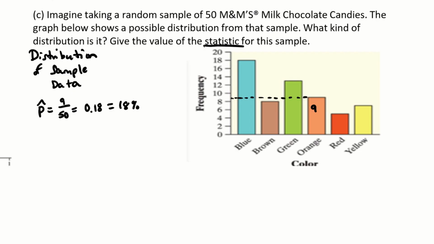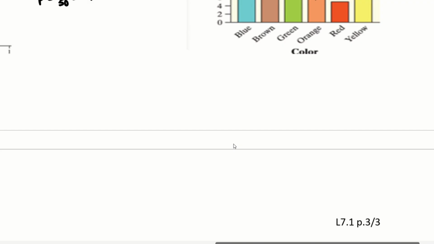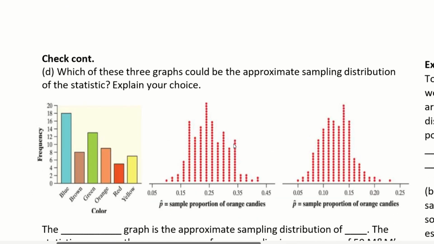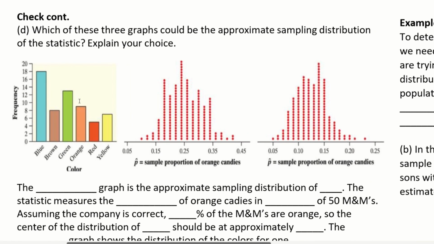Okay, so now it says, which of these 3 graphs could be the approximate sampling distribution of the statistic? Explain your choice. So it can't be this one, because we said that this one is the distribution of sample data, right? So then which of the other graphs in that case could be the approximate sampling distribution? Okay.